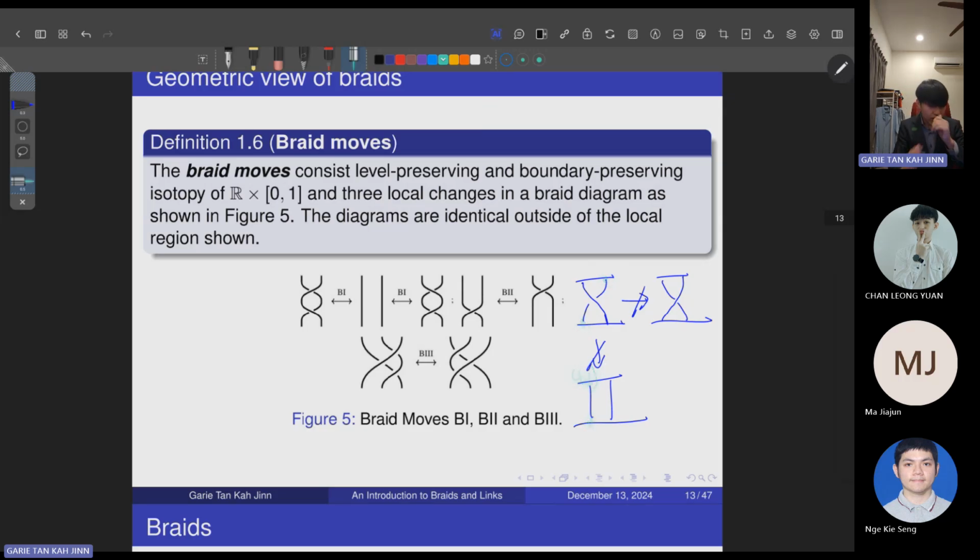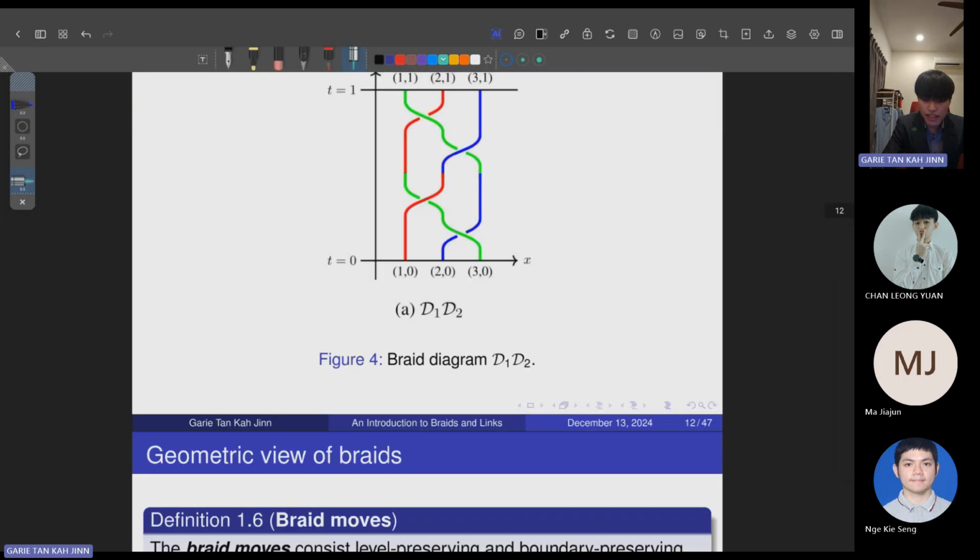Then there are three local changes. What are the local changes? I cross this full string like this. This is the isotopy we saw just now, so I move this crossing above or below. And then I pull this middle string. Why do I call it the middle string? Because it is undergoing once and overgoing once. So I can pull it like this or I can pull it like this. We will see a very similar thing, maybe exactly the same thing, later in the Reidemeister moves.